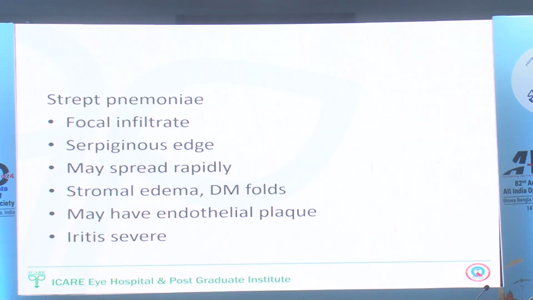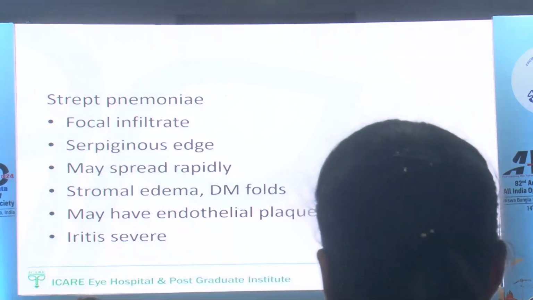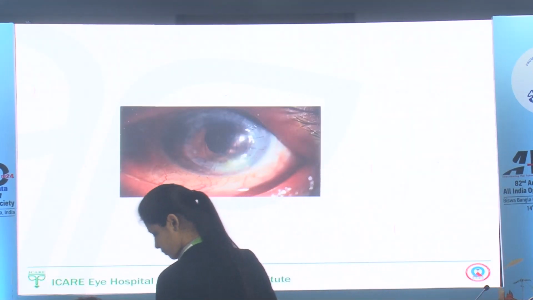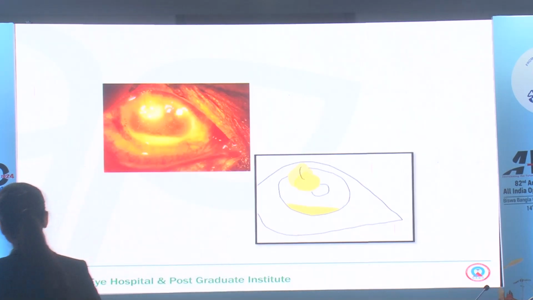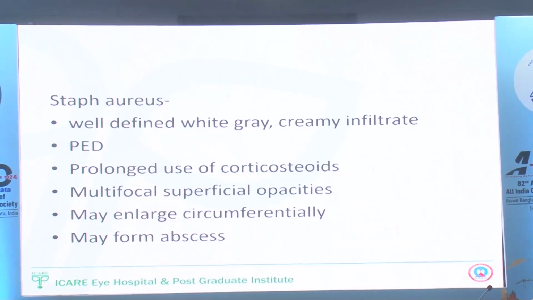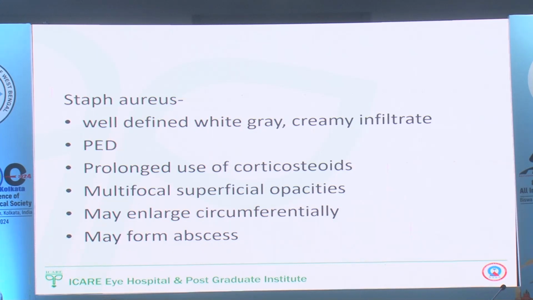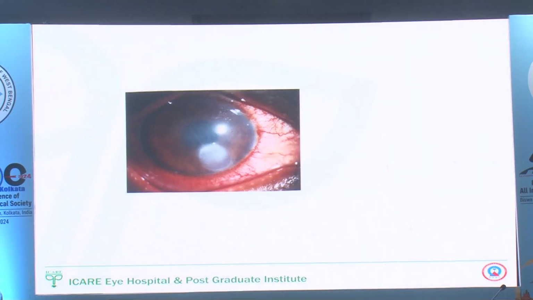Streptococcus pneumoniae is a focal infiltrate, serpiginous edge, may move rapidly. There could be stromal edema, DM folds, may have endothelial plaque, severe iritis. And here there is one in the graft host junction and another when there is a suture infiltrate. Staphylococcus aureus, well-defined, white gray, creamy. There could be PED. It may be due to prolonged use of steroids, multiple opacities, may enlarge circumferentially, may form an abscess.